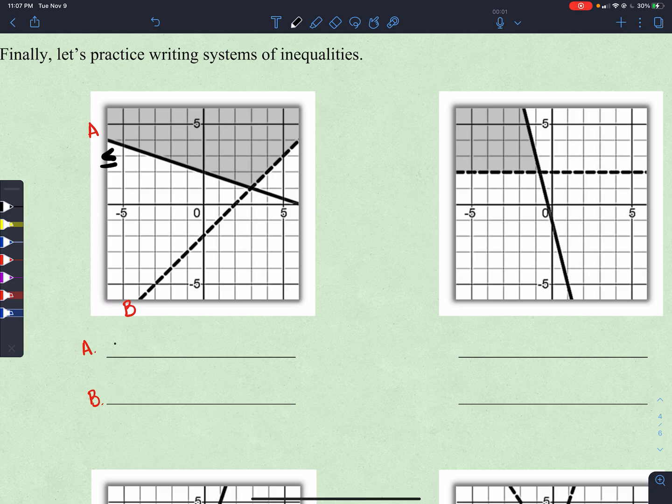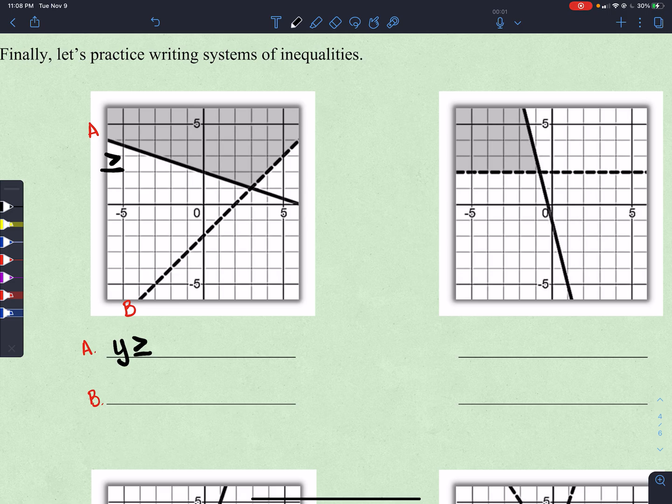So I know that I'm going to have y is less than or equal to. Wait a minute. Nope. Got to go back, because it's not less than or equal to. Even though it's a solid line, I need to look at whether it's shading above that line or below that line. And since the shading is happening above it, it's going to actually be greater than or equal to. Okay. So y is going to be greater than or equal to.